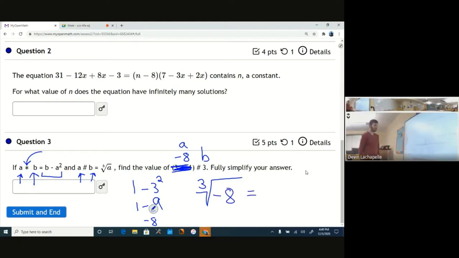This is where we say to ourselves, all right, what's the cube root of negative 8? Well, what number times itself 3 times equals negative 8? It's negative 2. Negative 2 times negative 2 is positive 4, times another negative 2 is negative 8. So the answer to our 5-pointer is negative 2.